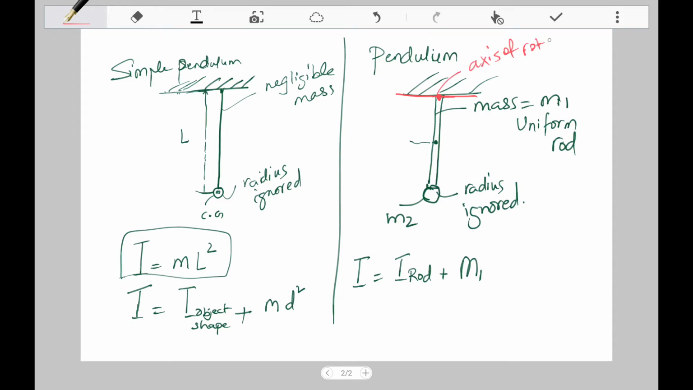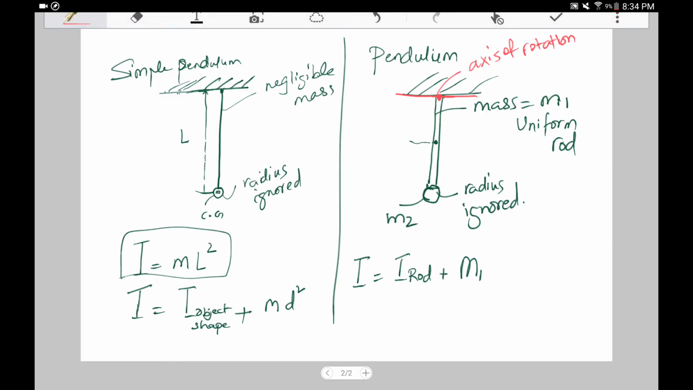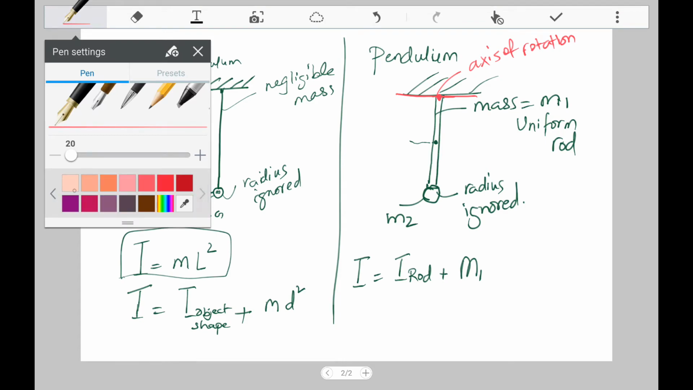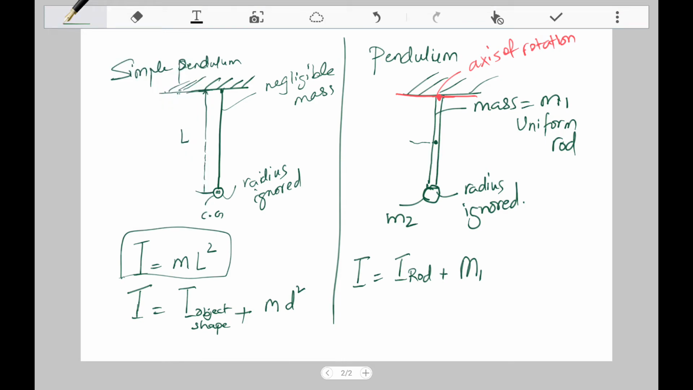Okay, your axis can be defined. You can actually define it wherever you want, but in this case, we're going to set it right here. Let's go back to that color of ours. So that's your M1, and that's going to be the distance from the center of gravity of the shape, which is the rod right now, the uniform rod, to the axis. We're going to call that D1. So D1 squared.